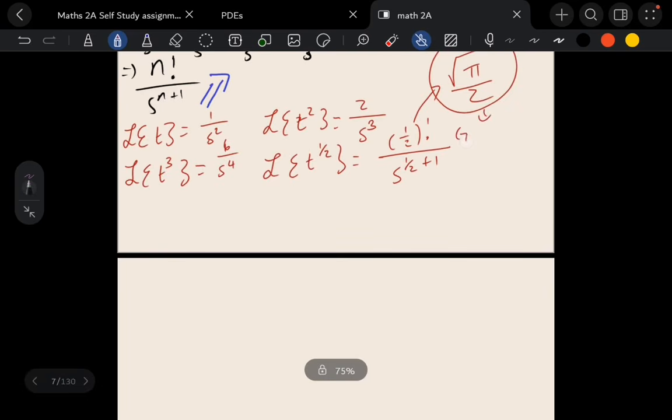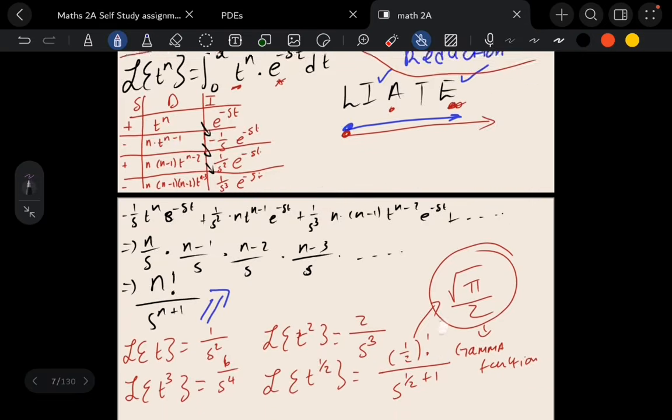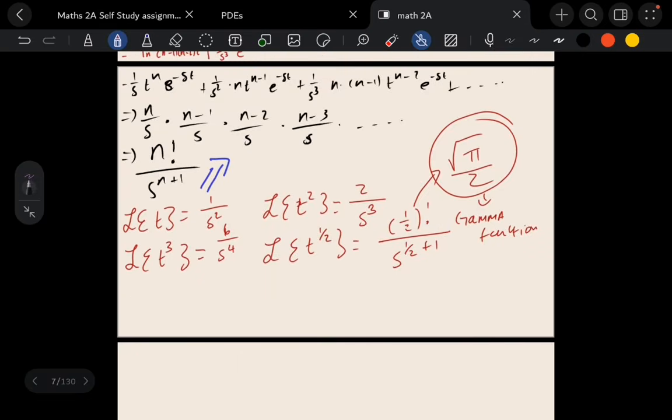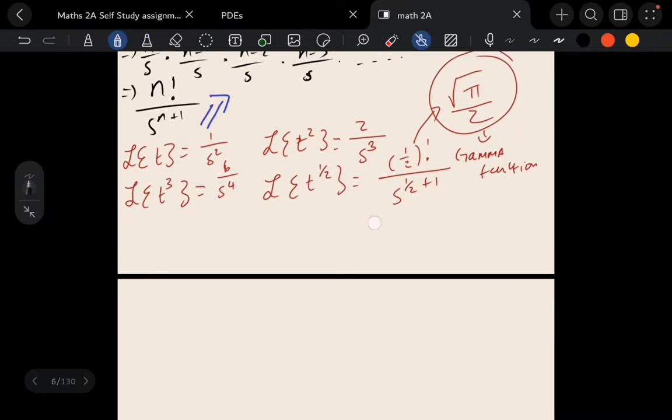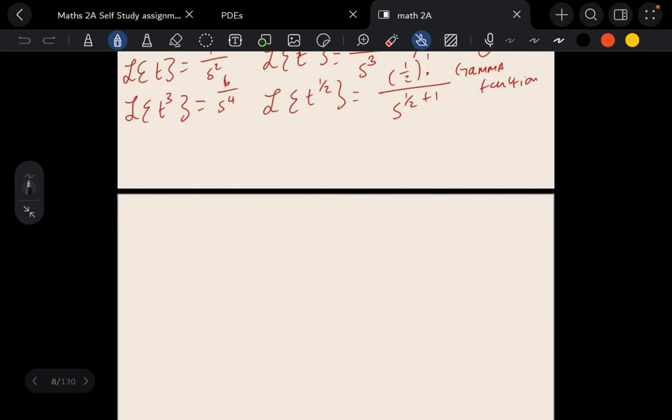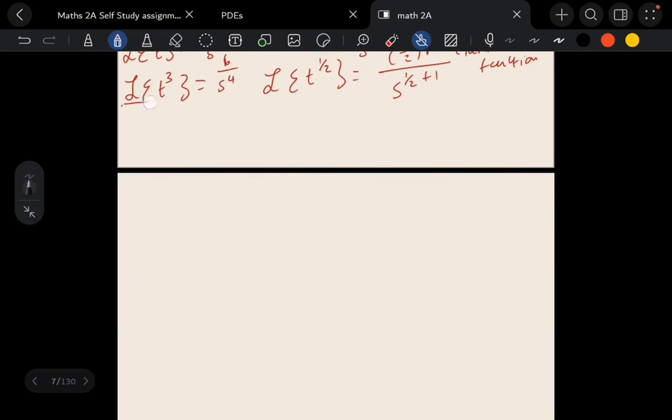Use something called the gamma function to know how to calculate that. So this is the proof behind the thing, right? And the next proof, I want you to remember.